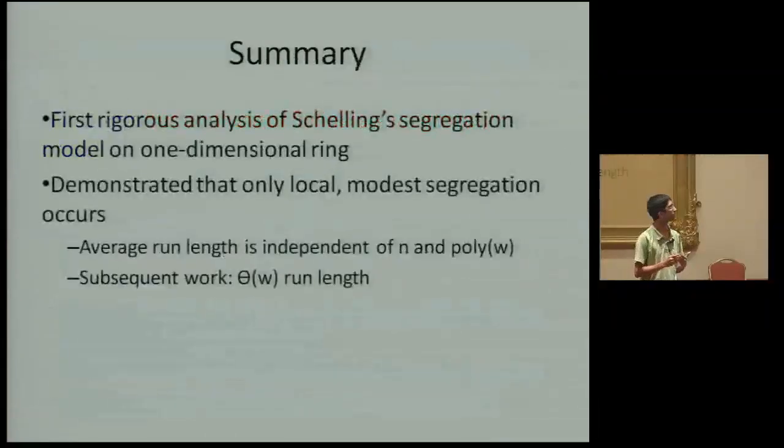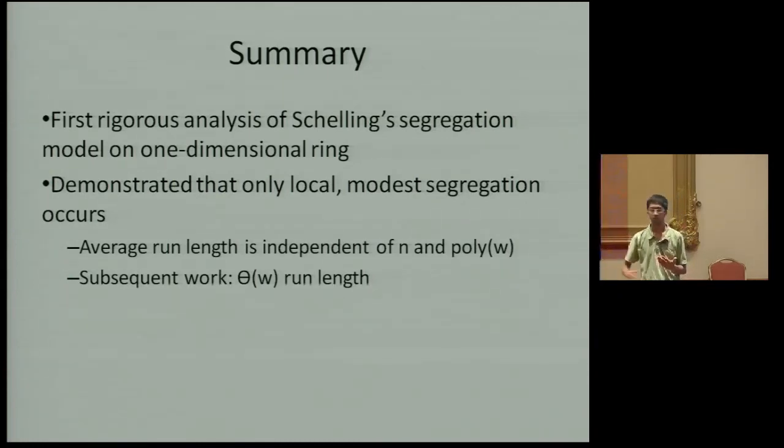So in summary, we've provided the first rigorous analysis of Schelling's segregation model on a one-dimensional ring. And we demonstrated that local modest segregation occurs, which by local we mean that it's independent of n, and by modest we mean that it's polynomial in W. So in this talk we've shown W squared. In subsequent work we've managed to narrow this gap and actually show the tight bound of theta W. We originally listed this as an open problem in the version of the paper, but we've since resolved this issue.